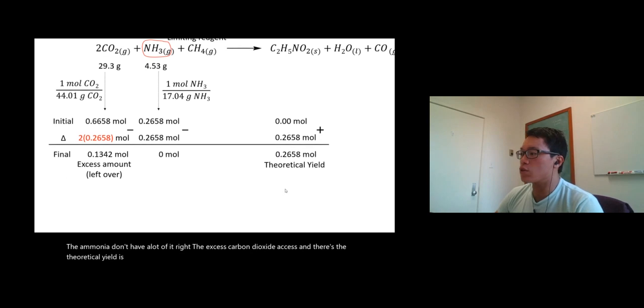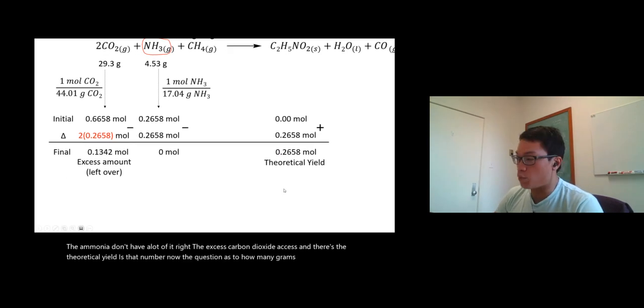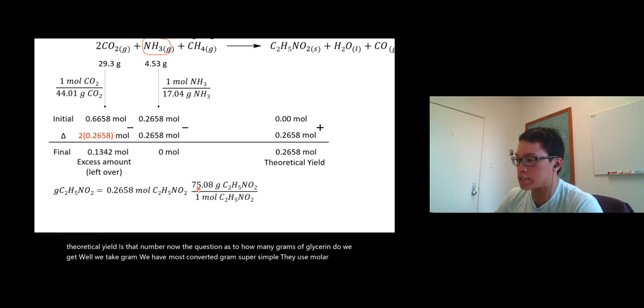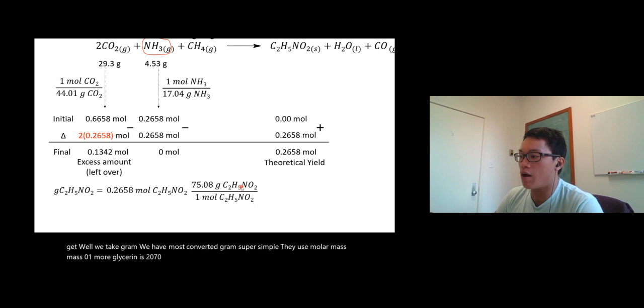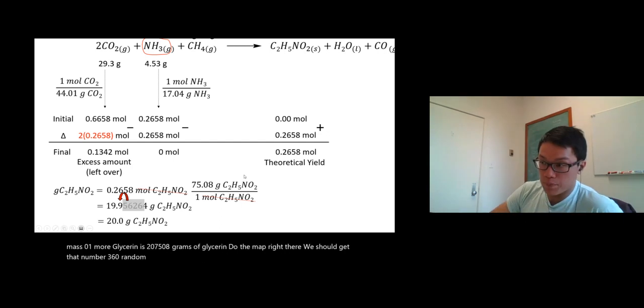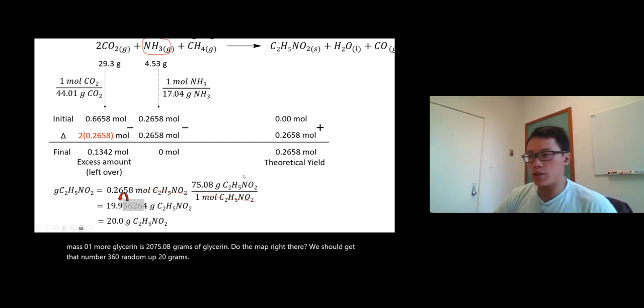Now the question asks, how many grams of glycine do we get? Well, we have moles, convert to grams. Super simple there. Use molar mass, right? So 1 mole of glycine is 75.08 grams of glycine. Do the math right there. You should get that number, 20 grams. Okay, this is one way you can do this.